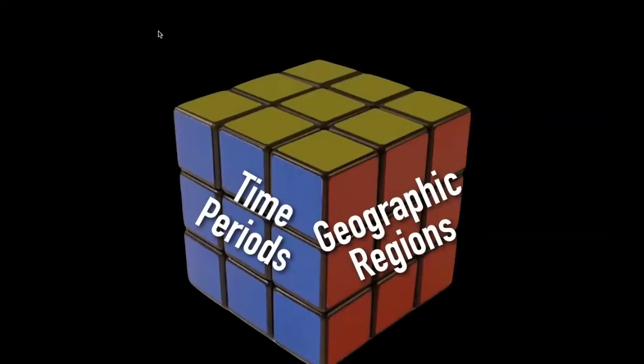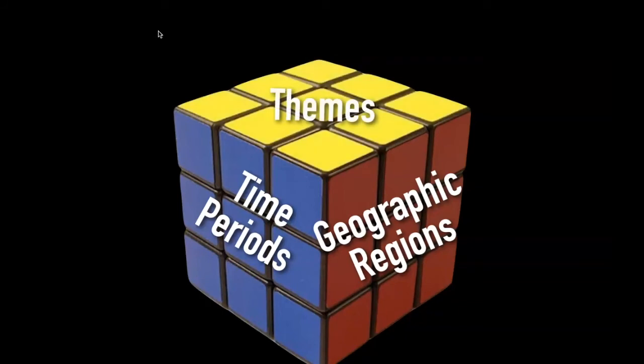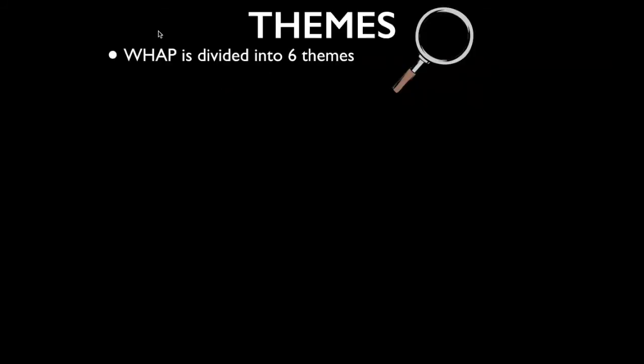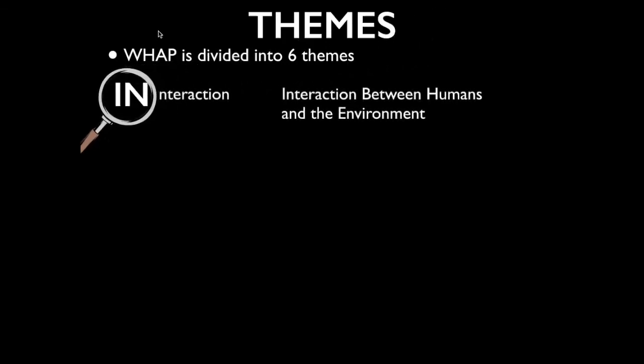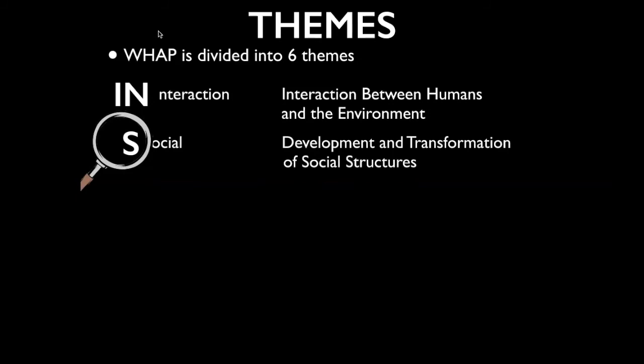A third way that we can break down world history so that we can better understand it is by dividing it up into various themes. So we divide AP World History into 6 themes, and there's a mnemonic device that we can use to better remember these themes, and it is SPICE IN. Inspect. So the IN stands for interaction with the environment, the interaction between humans and the environment. The S stands for social, which is the development and transformation of different social structures.